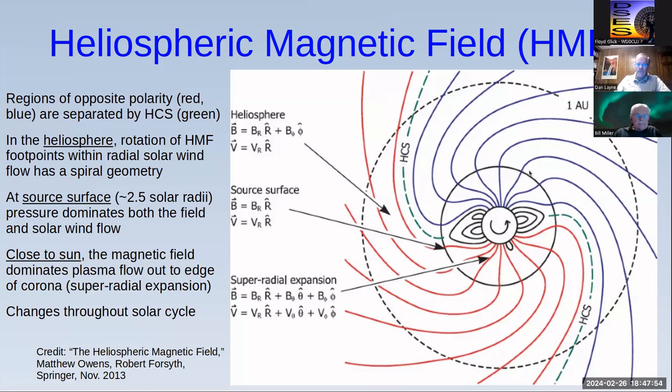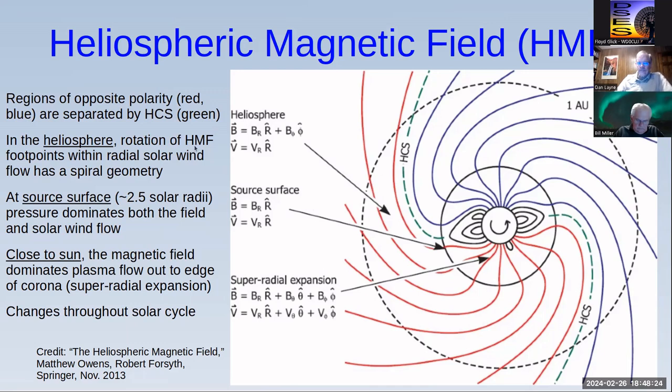Regions of opposite polarity, so we have red is one polarity and blue is the other, are separated by this green line. So the green dashed line is this current sheet we talked about, HCS, the heliospheric current sheet. It separates regions of opposite polarity. And there's kind of three regions here in this diagram. And the first one, the heliosphere, is where we live. We live out here at 1 AU. We live in the heliosphere.